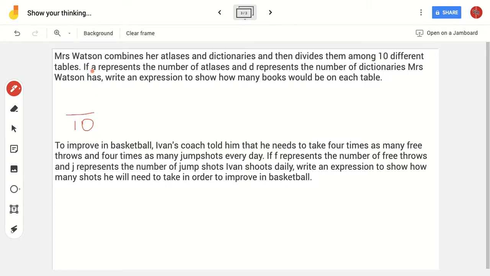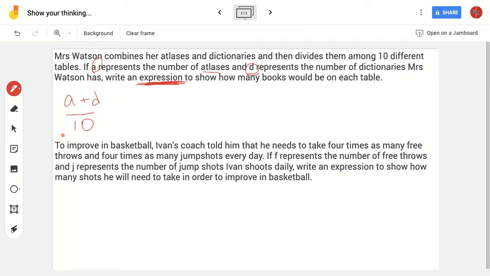If A represents the number of atlases and D represents the number of dictionaries Mrs. Watson has, write an expression. Remember, an expression doesn't have an equal sign. It's a number sentence with no equal sign to show how many books would be on each table. Awesome. So if she has atlases and she has dictionaries and she adds them all up and then divides by 10, that's how many should be on each table.